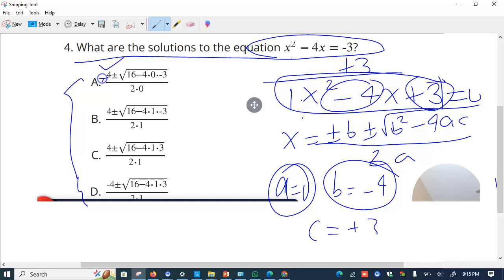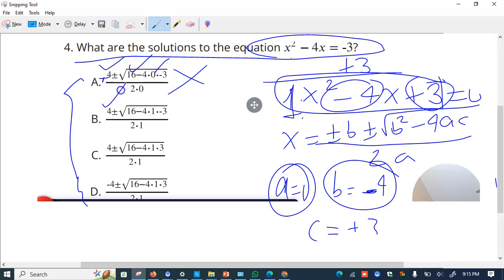This looks good because the opposite of -4 is +4. And if you square this, it is correct. -4a. Now look at this. You can't have a is 0. How can you have a 0? A is 1. So this is wrong.